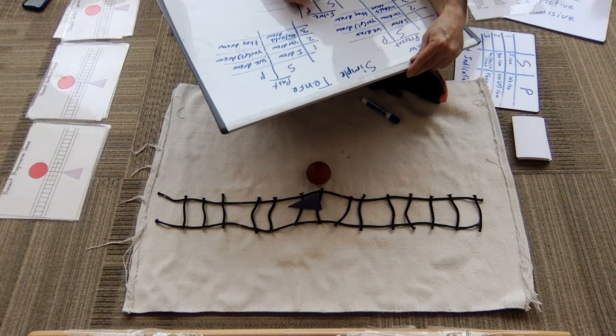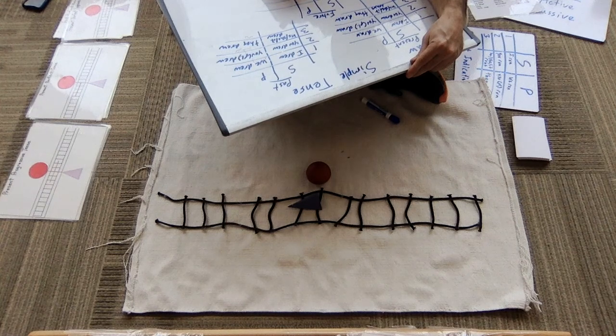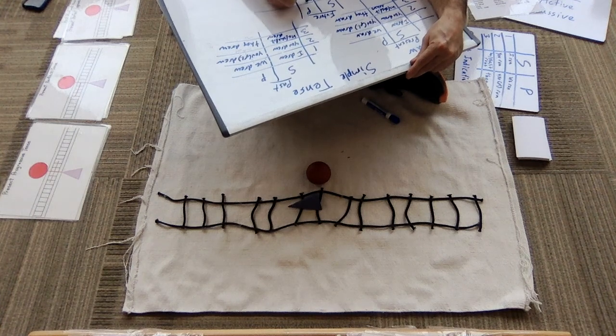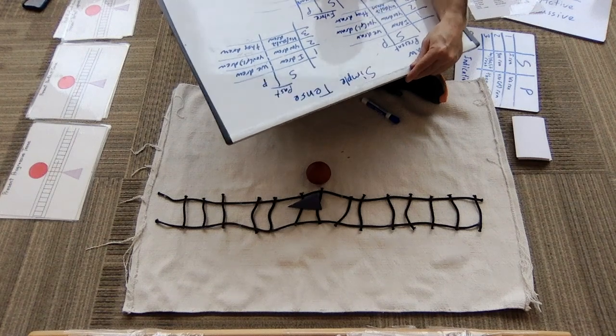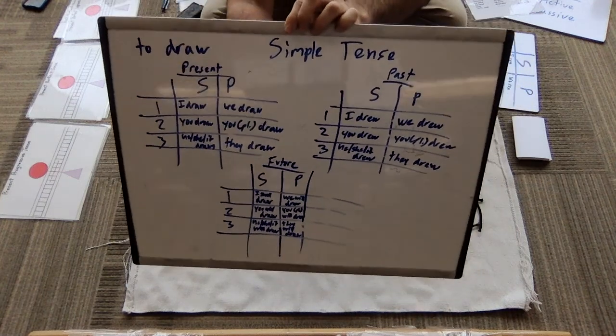And the future. I shall draw an amazing picture. Not today, though. You will draw. He, she, it will draw. We will draw. I apologize. You're going to see what doesn't look like writing here in a second. You, plural, will draw. They will draw. So I deeply apologize. The future looks really, really bad. But you get the point.